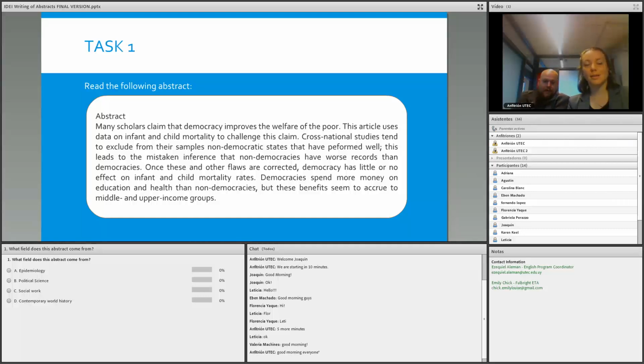So here we have the first activity of today. We have an abstract. We didn't include the source. We didn't include the author, the name of the book, of the article actually, because we want you to read it very carefully. And then on the lower part of your screen on the left, you have a question. It says, "What field does this abstract come from?" And you have four options: epidemiology, political science, social work, contemporary world history. When you finish reading the abstract, we want you to click on the correct option.